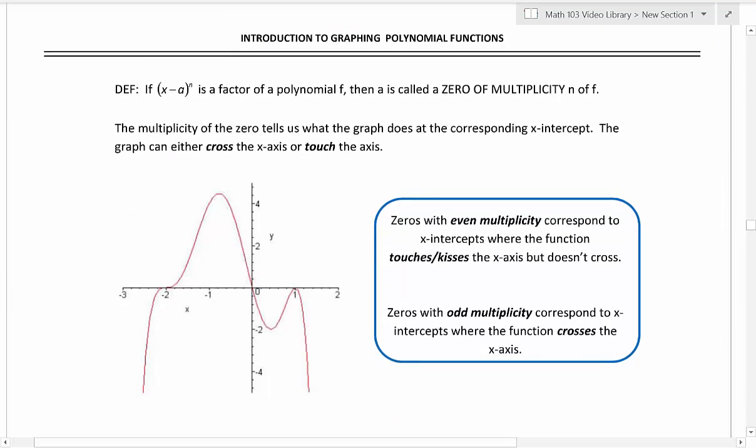So here's our definition of multiplicity. If x minus a raised to the n is a factor of a polynomial f, then a is called a 0 of multiplicity n of f.